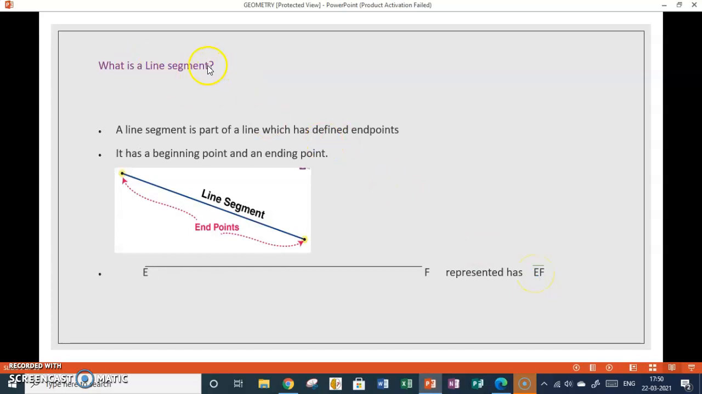What is a line segment? A line segment is part of a line which has defined endpoints. It has a beginning point and an ending point. Line segment EF is represented as line EF.